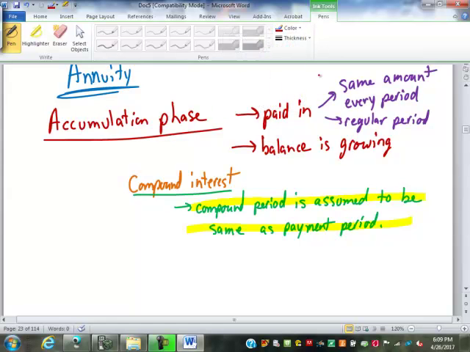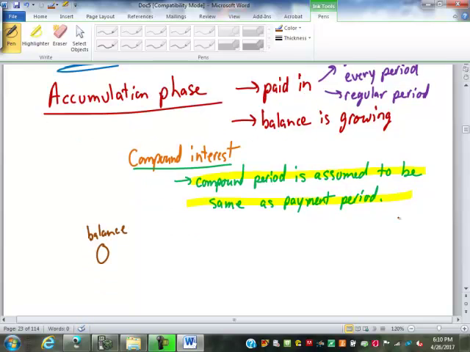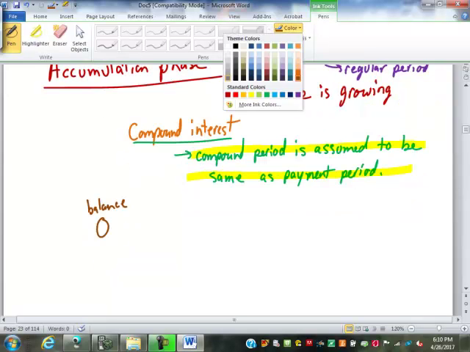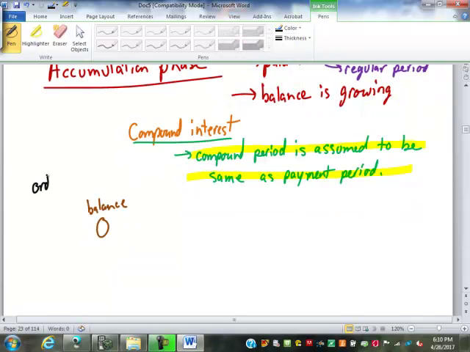Now, the other side of this is going to be, so what this is doing, this accumulation phase, you are starting out, as we had mentioned earlier, starting out at a zero balance. And I should label this as an ordinary annuity.